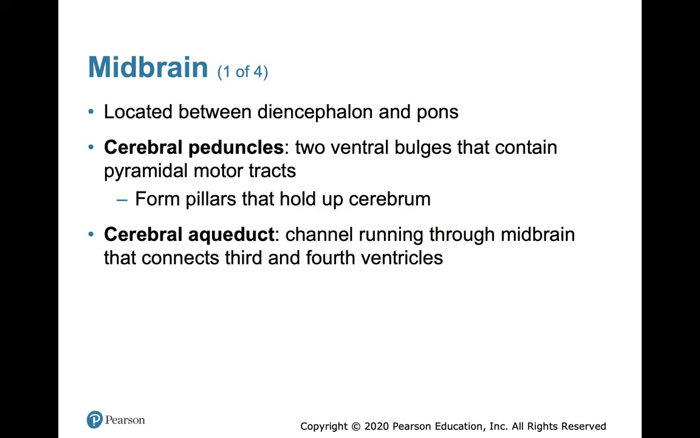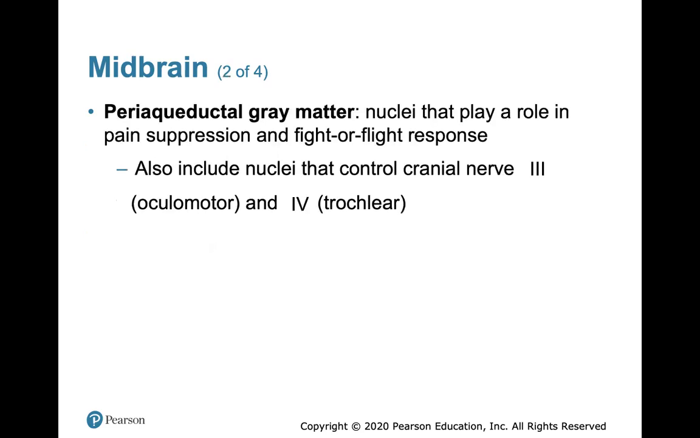So the midbrain is located between the diencephalon and the pons. It contains cerebral peduncles, which form pillars that hold up the cerebrum. There are two ventral bulges that contain pyramidal motor tracts. And then the cerebral aqueduct is a channel running through the midbrain that connects the third and fourth ventricles together. The periaqueductal gray matter, don't worry about that.